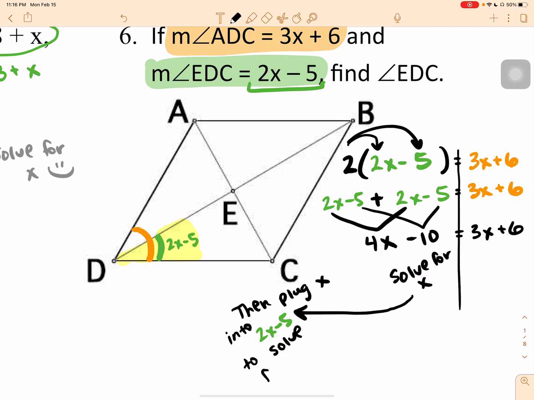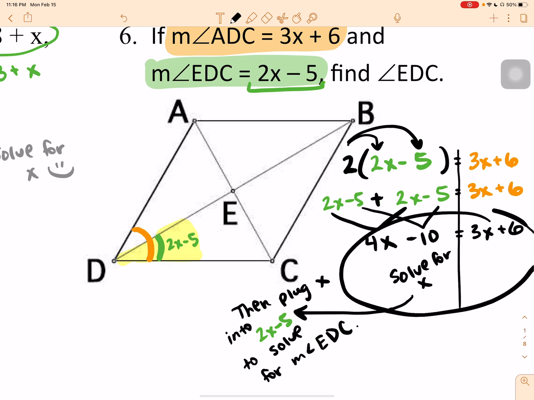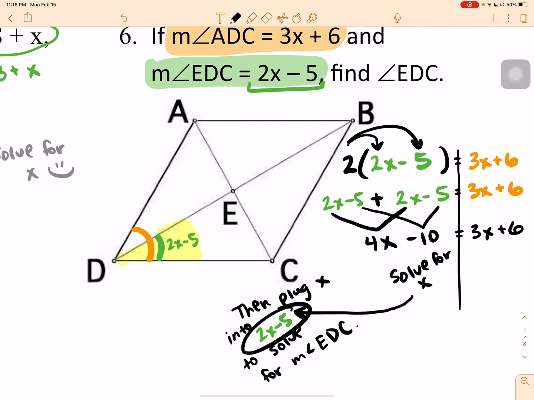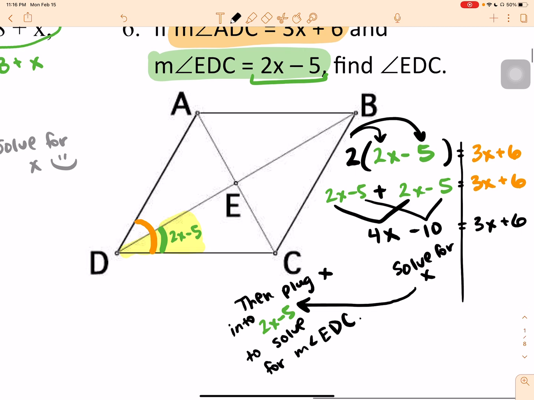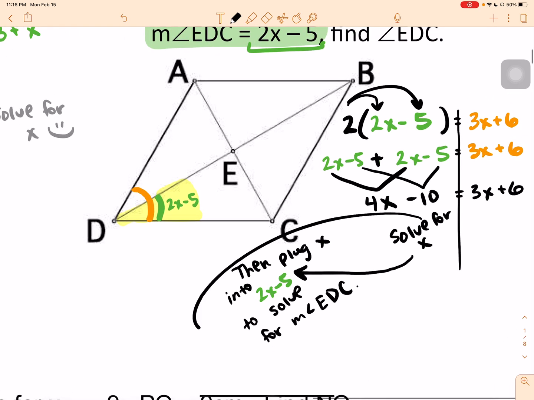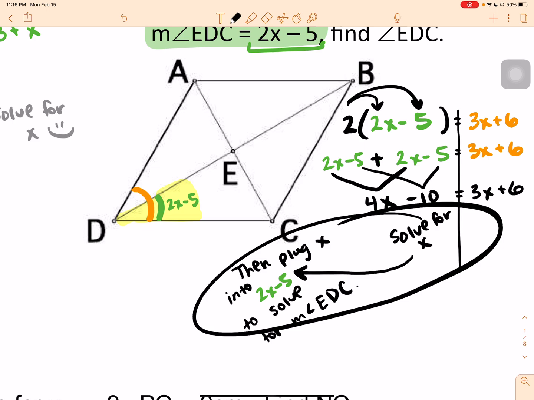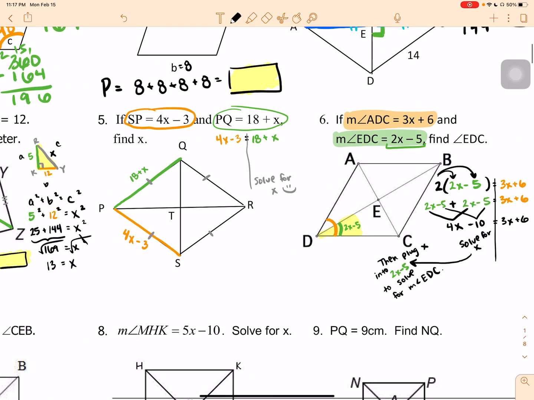To solve for the measure of angle EDC. Okay, so your goal right now is to solve for x. All right, you can do that. I know you can. And then plug x into 2x minus 5. So you replace that x with whatever you find, and that should be the measurement of angle EDC. Okay, pause the video and do that. If you just write this down, you will not get credit. Okay, so you need to actually do the problem. All right, I'm just trying to guide you here.